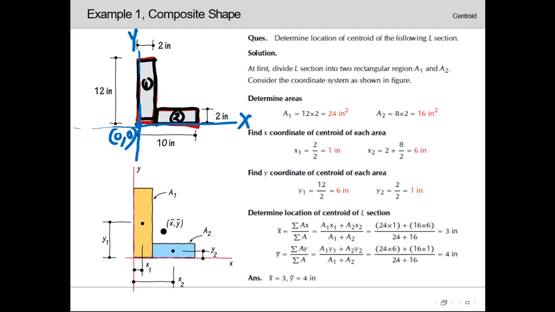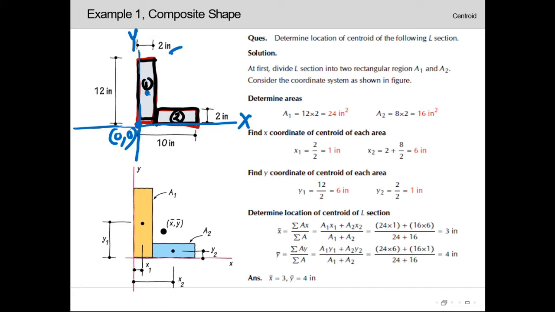Now our third step is to locate the center point of each of the segments with respect to the coordinate system that we considered. With respect to this x and y axis, we now need to locate the centroid of segment 1 and segment 2. For segment 1, the coordinate of the centroid will be almost over here. Segment 1 has a width of 2 inch and a height of 12 inch.